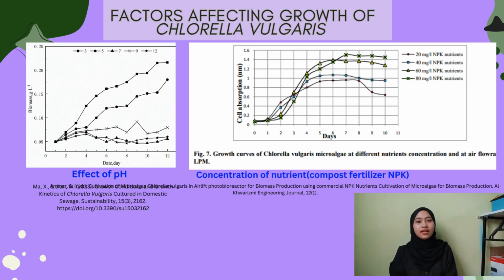According to the literature, it stated that Chlorella vulgaris has optimum growth at pH 3. This can be proven from the graph that was plotted. The plot shows that the highest line is at pH 3. For the concentration of nutrient, which uses compost fertilizer, the cultivation of Chlorella vulgaris was done in different concentrations of nutrient using compost fertilizer. The graph shows that the growth curve of 80 mg per liter gives the optimum growth of Chlorella vulgaris. This shows that the factors affecting the growth of Chlorella vulgaris are the effect of pH and the concentration of nutrients.